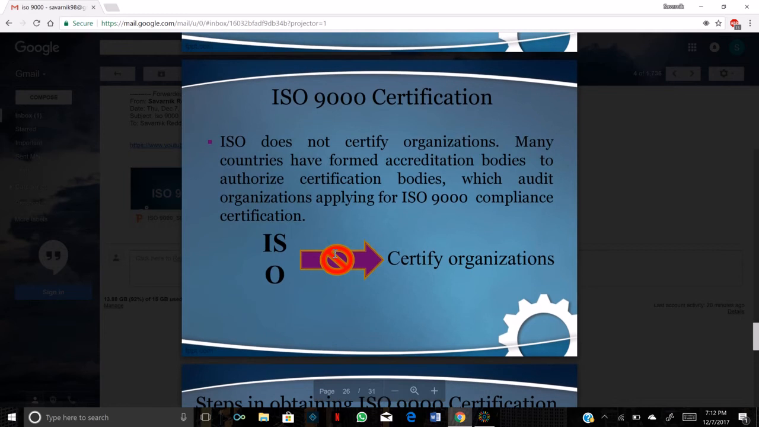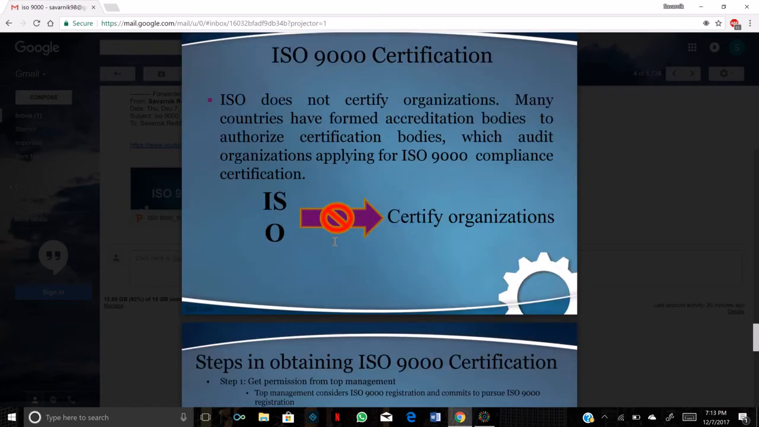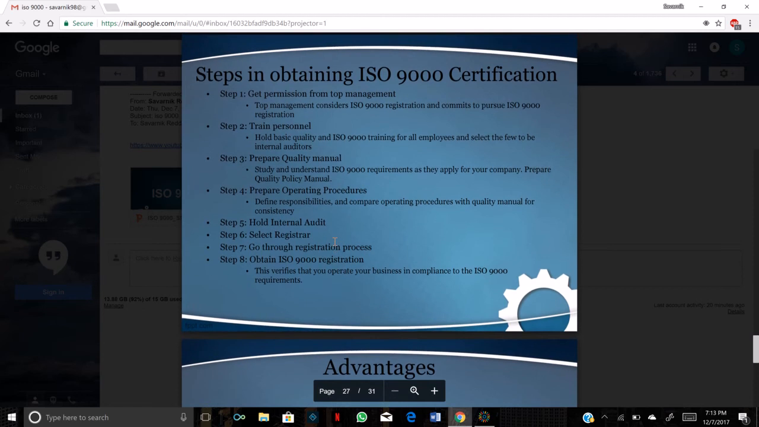As many people have the misconception, ISO 9000 does not certify a whole organization. Many countries have formed an alliance and agreed to accept this ISO 9000 for trading internationally. Steps in getting this ISO 9000. The first and most important step is the commitment of the top management, because maintaining such a quality requires immense commitment right from the top management, because for getting all the registration done for the ISO, for the certification.